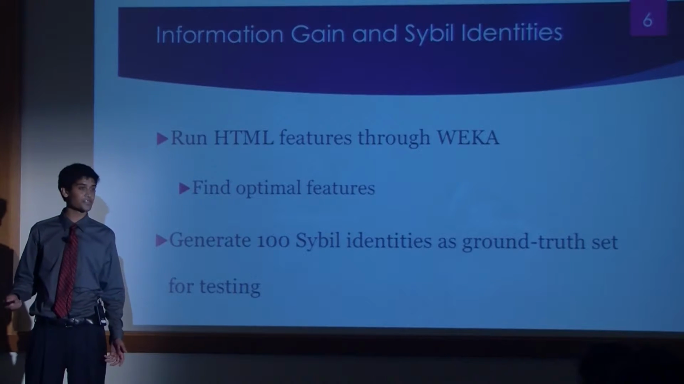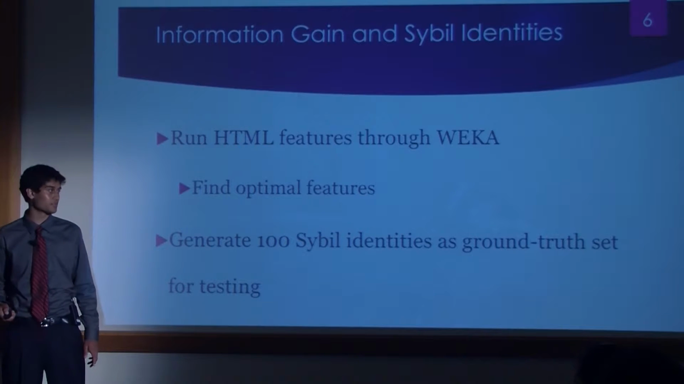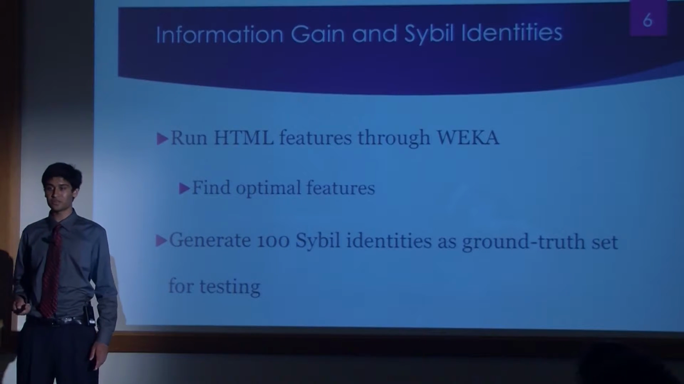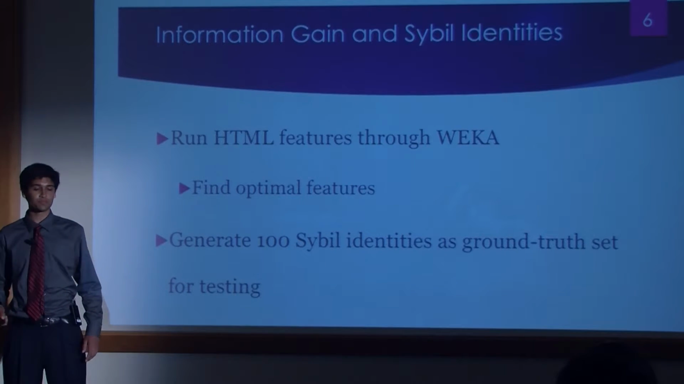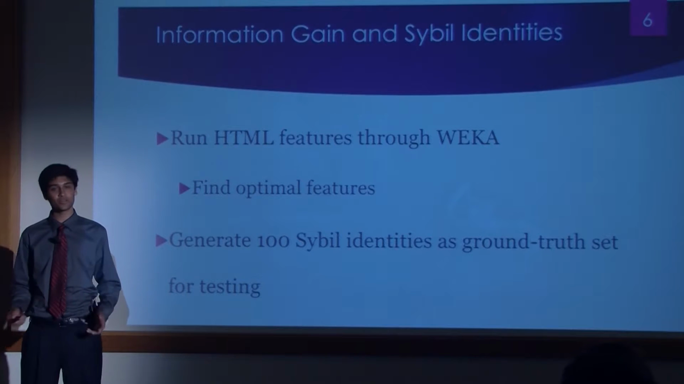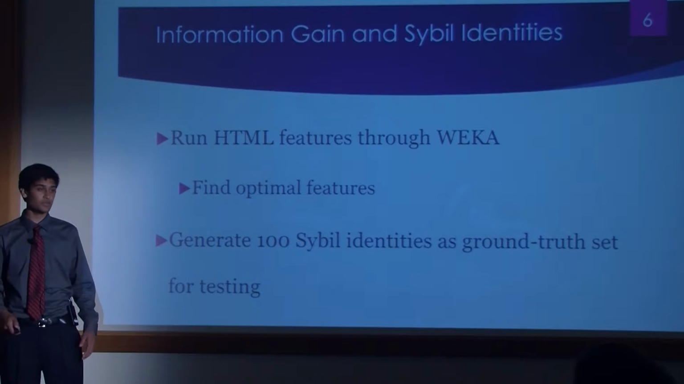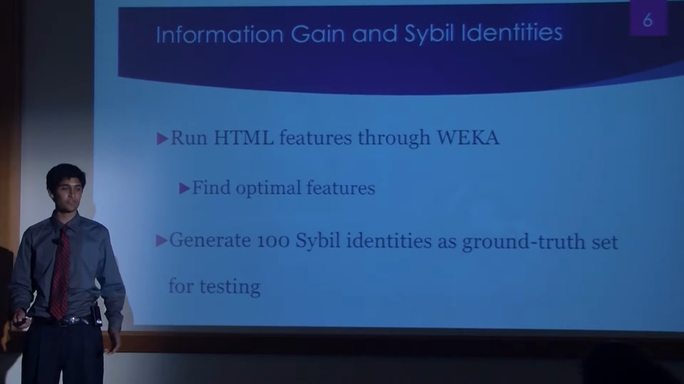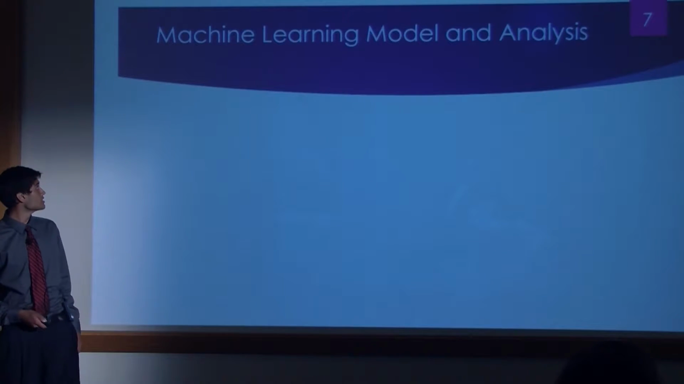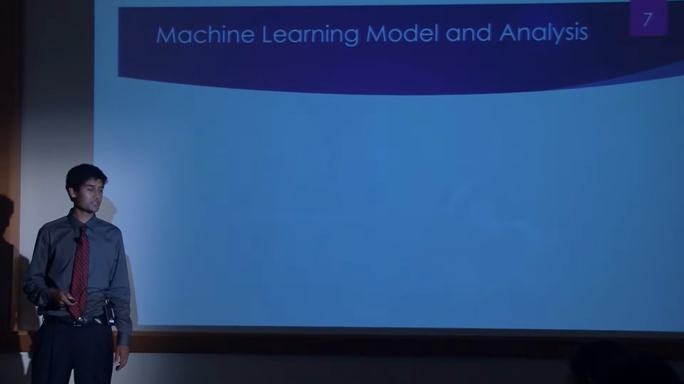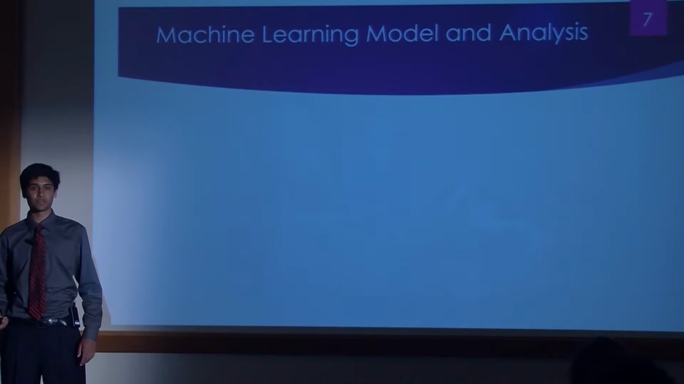And then after finding which features were important, we just needed to create a ground truth data set because, of course, we don't actually know which authors are real or fake online. So to do this, we generated 100 Sybil identities by splicing an article from one author and naming it as two different ones, so that we know that it's written by the same one, but they have different names. And then finally, we ran the machine learning model, and then we analyzed the results.